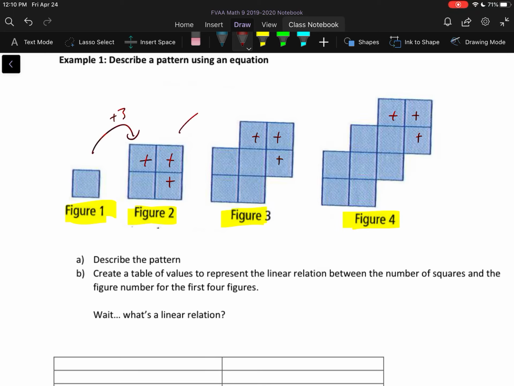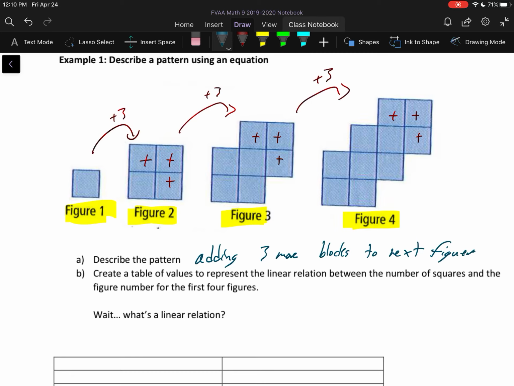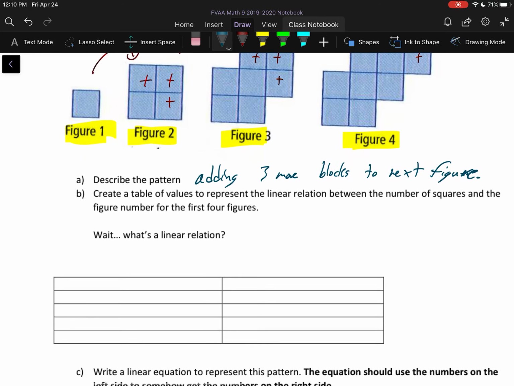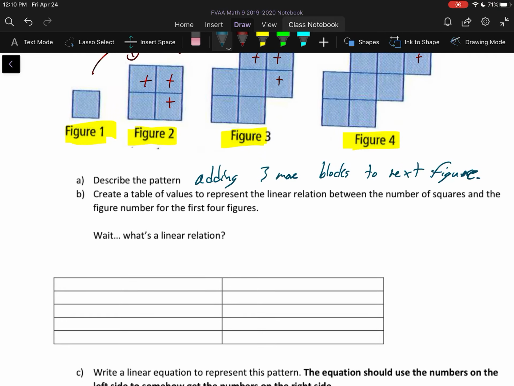Plus 3, plus 3, plus 3 blocks. Okay, adding 3 more blocks to the next figure. Just kind of a sentence description. All right, so let's create a table of values that represents the linear relation between the number of squares and the figure number for the first 4 figures.